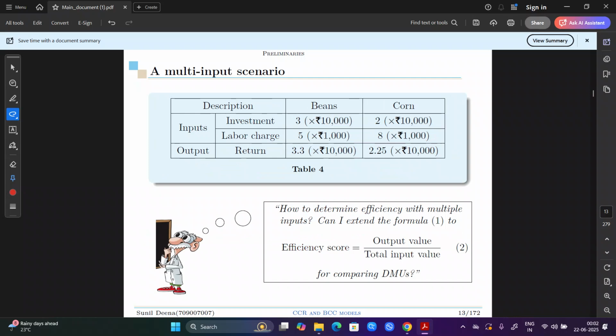Next, coming to a multi-input scenario, I will explain this next time when I prepare part 4. Today I am only explaining part 3. Step by step I am explaining.